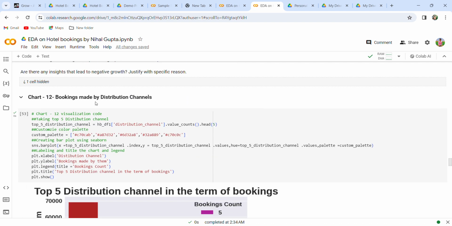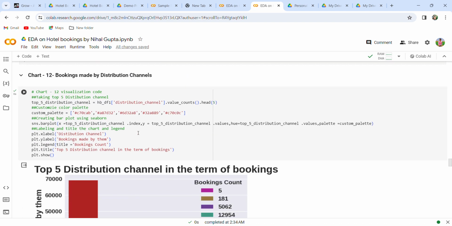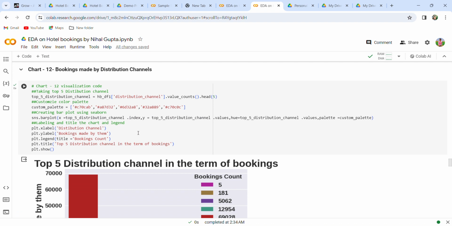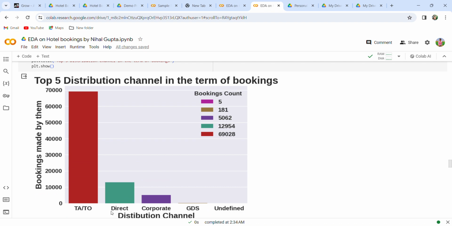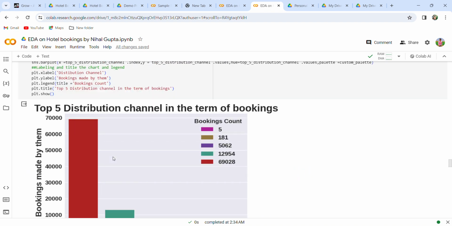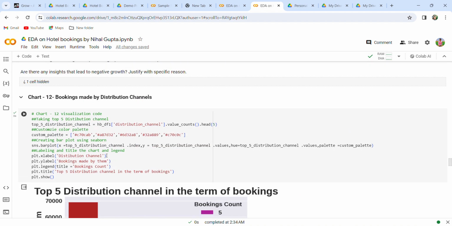Now, booking made by distribution channel. Here also we are going to analyze how we are getting bookings from our distribution channels. We can see TA/TO, direct, corporate, GDS, undefined. Most of our bookings we are getting from TA/TO, from this analysis.